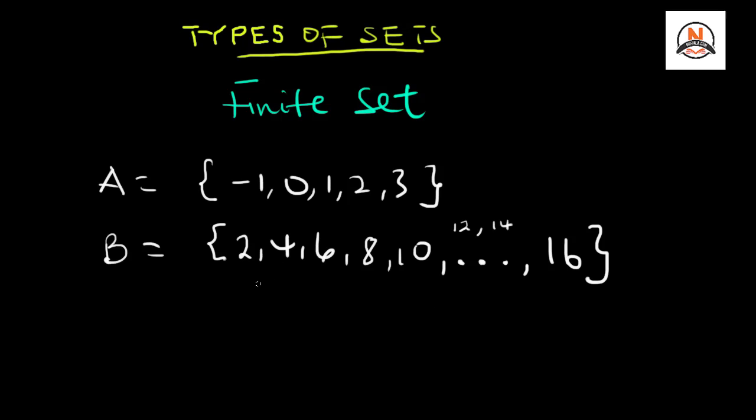So this is also a finite set because we know the number of elements in this set, and the number of elements will be 1, 2, 3, 4, 5, 6, 7, 8. B has 8 elements.